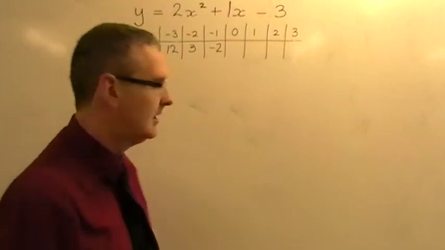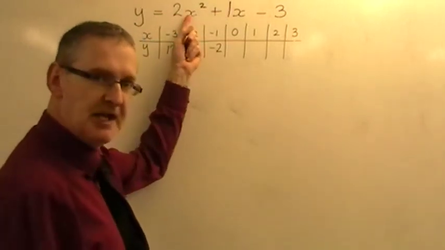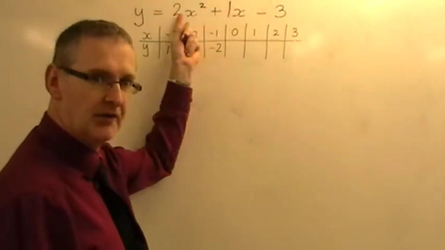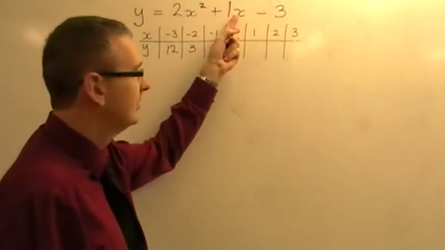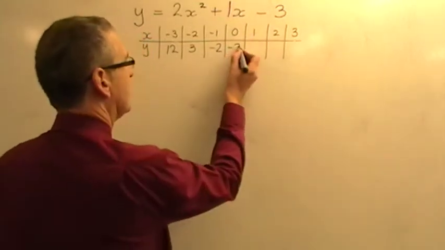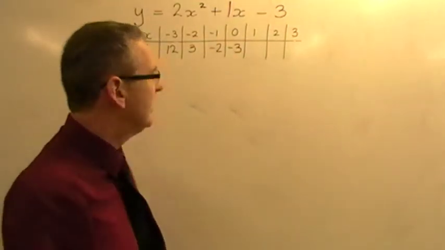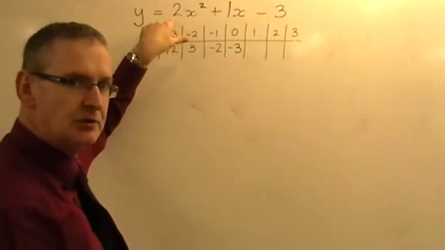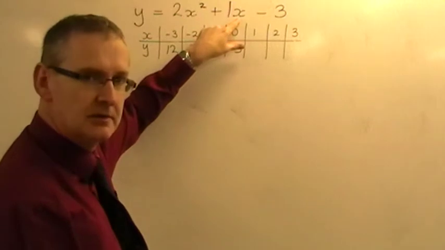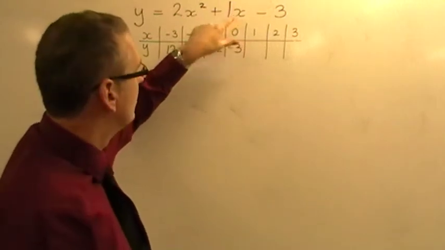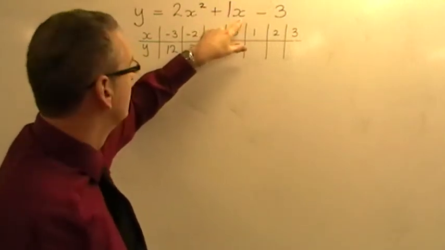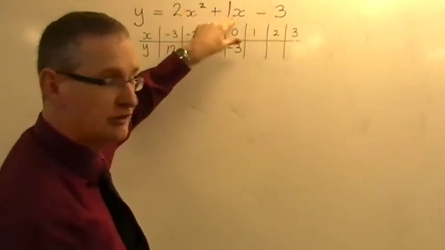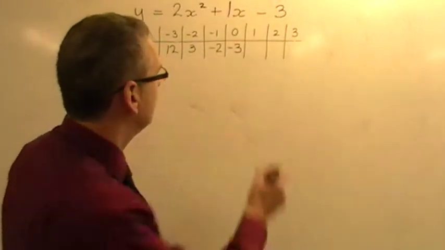Okay, let's do another one. The next one's a bit easier. If x is 0, square it, you get nothing. Double it, you get nothing. 1 times nothing is nothing. Nothing plus nothing, that's nothing. Take away 3, that's minus 3. Okay, next one. If x is 1, square 1, you get 1. Double it, you get 2. Then 1 times 1 is 1. So 2 plus 1 is 3. 3, take away 3 is nothing.